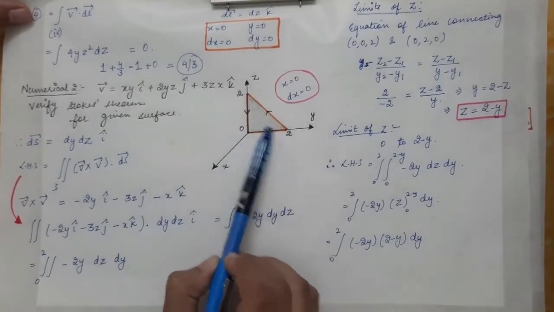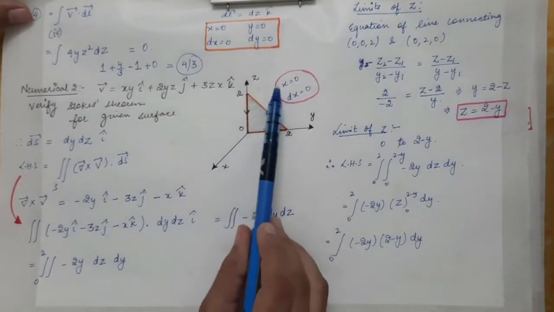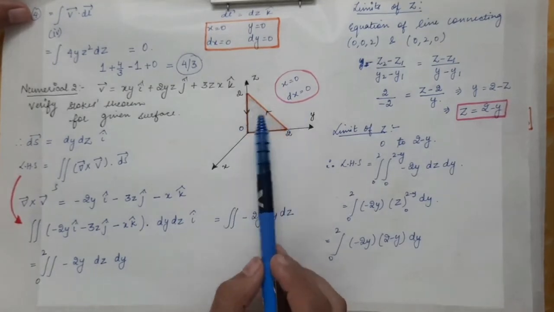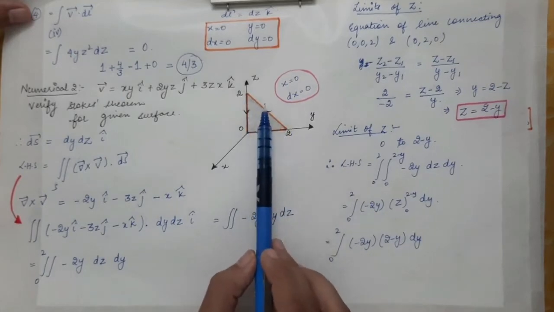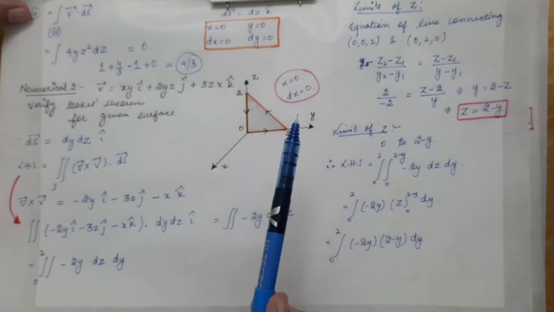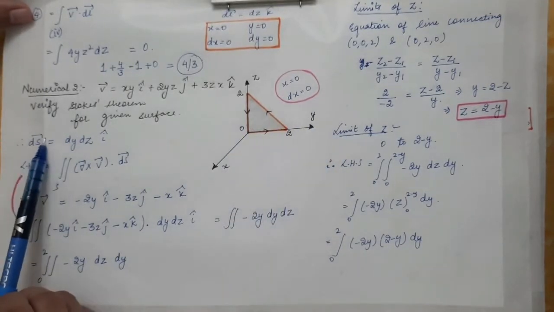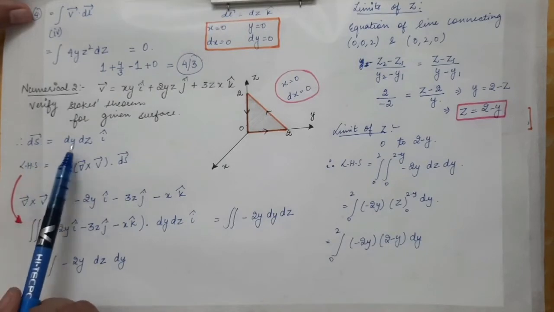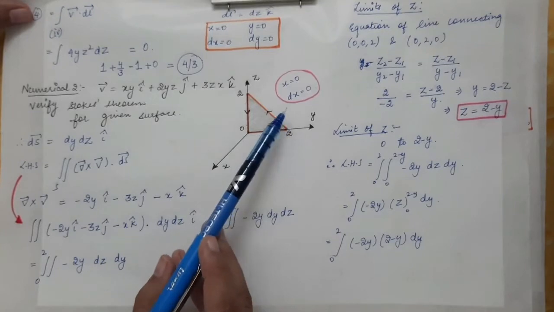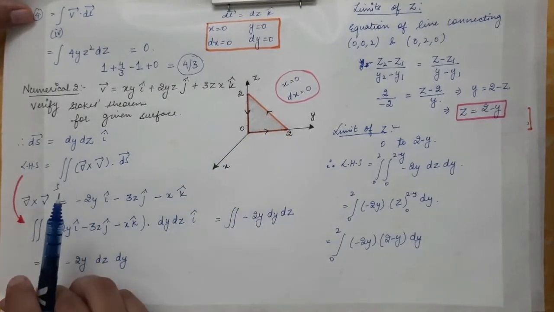So on this surface also, x will be equal to 0. At any point on this surface, x will be equal to 0, because x-axis is pointing out of the paper, and this triangular area is only in the yz plane. So x will be 0, so dx will be equal to 0. Therefore ds vector, small area element, will be equal to dy into dz i cap. So dx will be equal to 0, so y and z components of the ds vector will vanish.